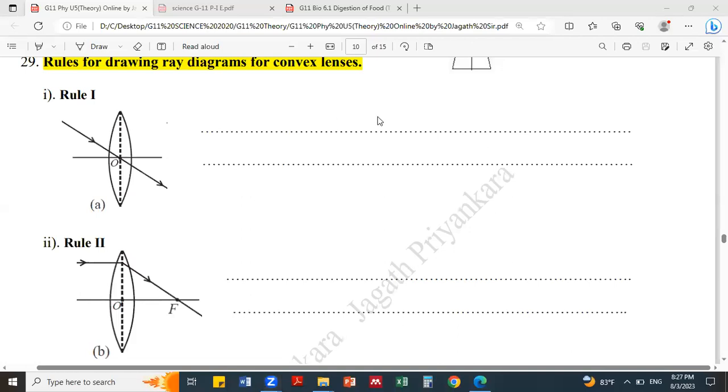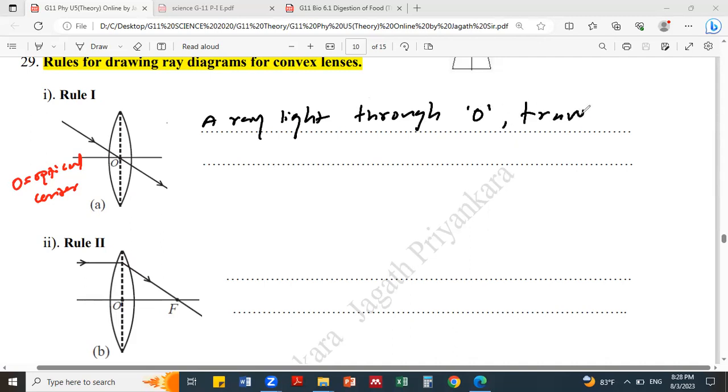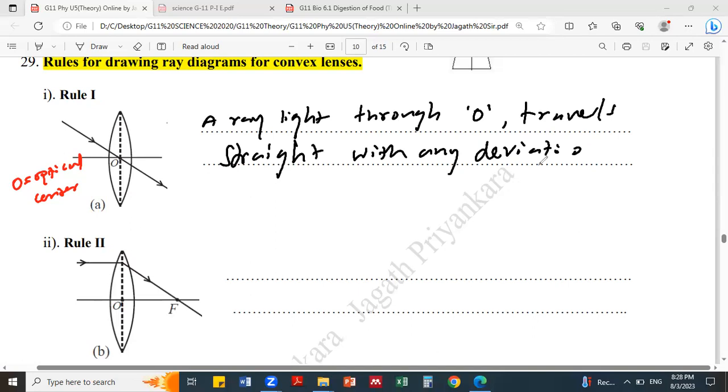Rule 1. What is O here? If you don't know, write optical center. O is optical center. Now remember, a ray of light through the optical center travels straight without any deviation. Rule 1: a ray of light through O, O means optical center, travels straight without any deviation. Deviation in the sense without any refraction.